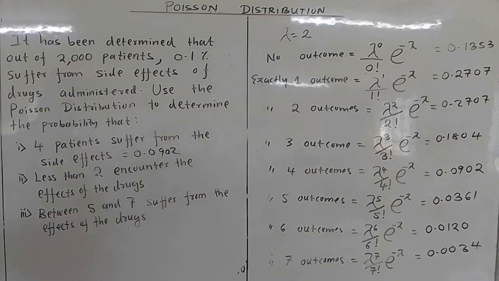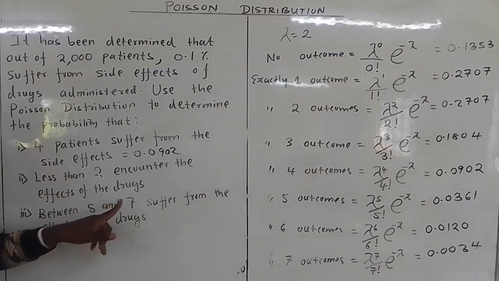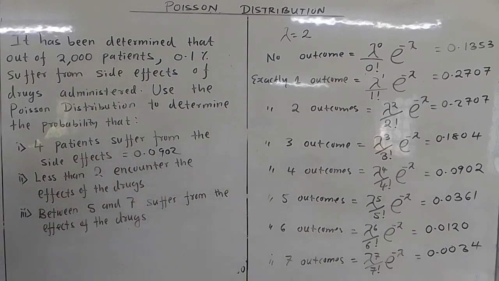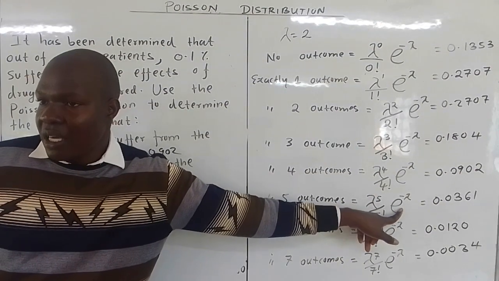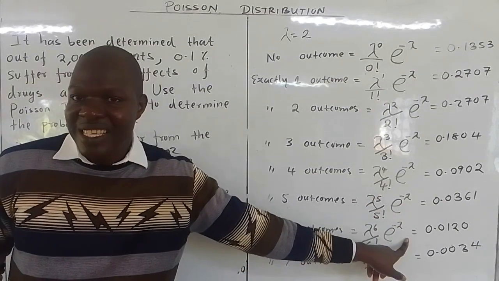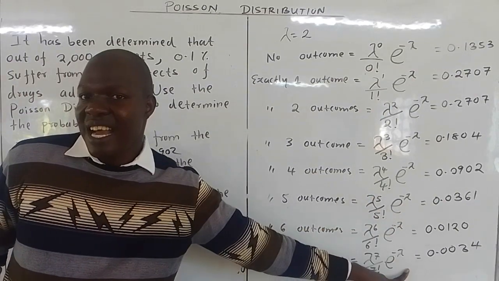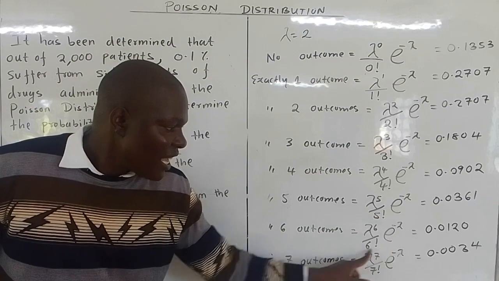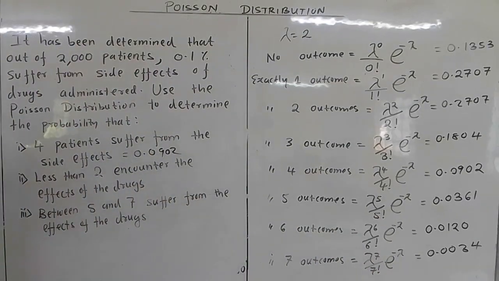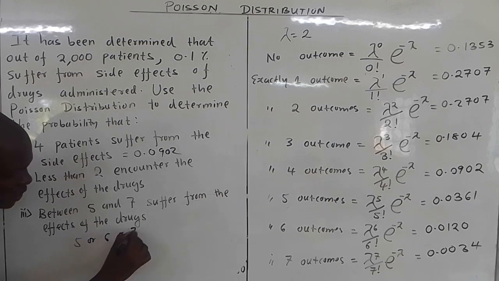So between 5 and 7 suffer from the side effects means either 5 or 6 or 7, because those are the values between 5 and 7. So 5 suffer from the side effects is exactly 5, 6 suffer is exactly 6, 7 suffer is exactly 7. So between 5 and 7 is either this or this or this, and or implies addition, isn't it? Is that okay?